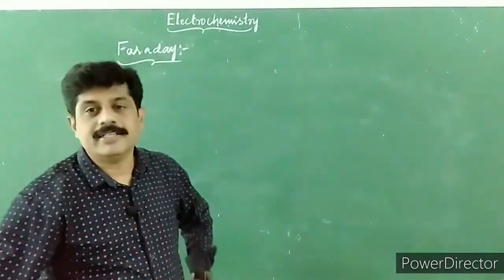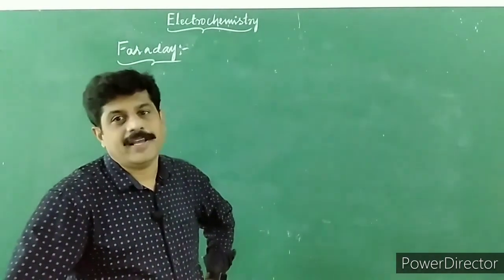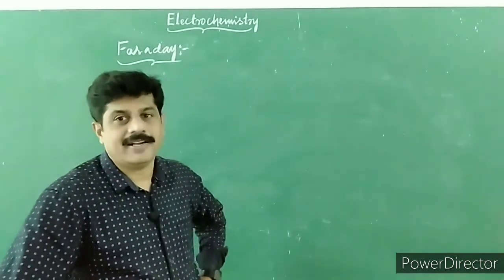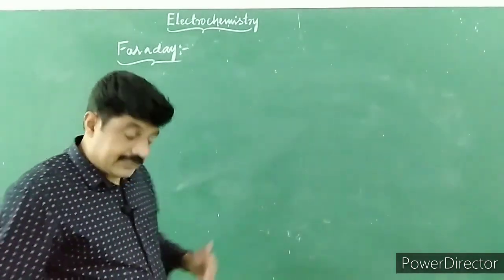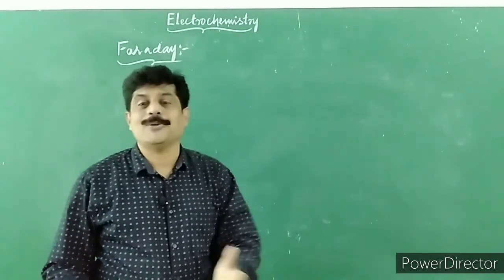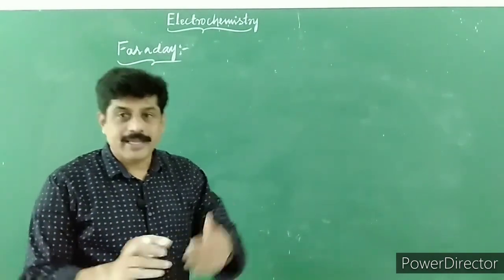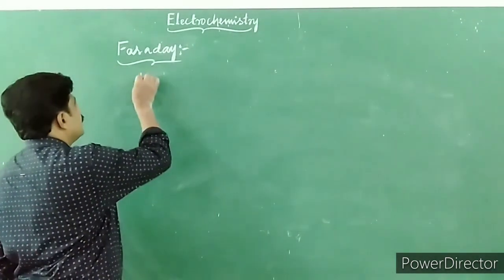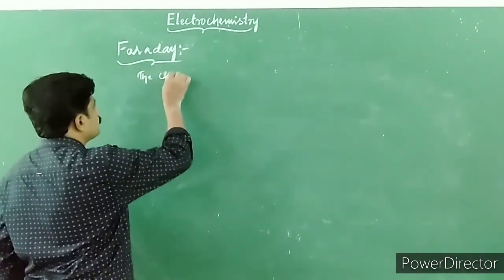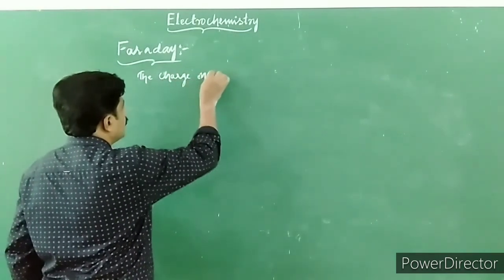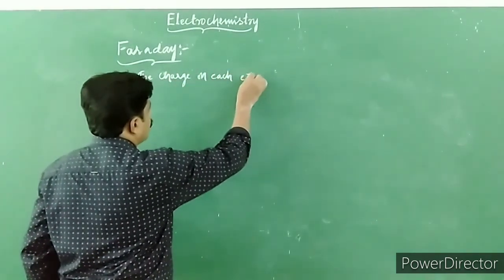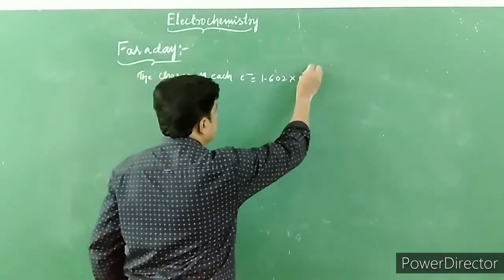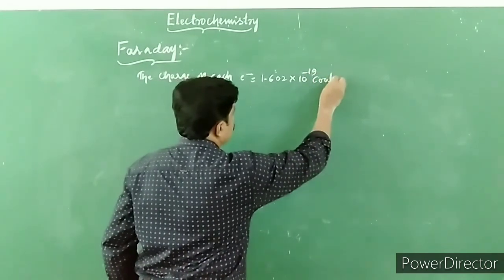Children, just now you have learnt about the laws of electrolysis proposed by Faraday. Let us learn the unit of Faraday. You know that the charge on each electron is equal to 1.602 into 10 to the power of minus 19 coulombs. Let me write on the board. The charge on each electron is equal to 1.602 into 10 to the power of minus 19 coulombs.